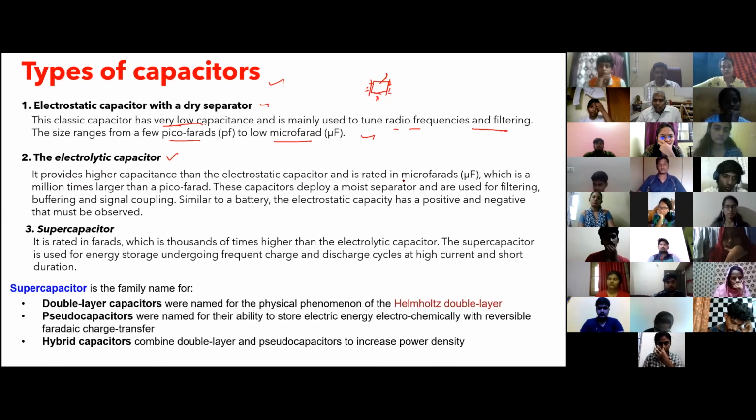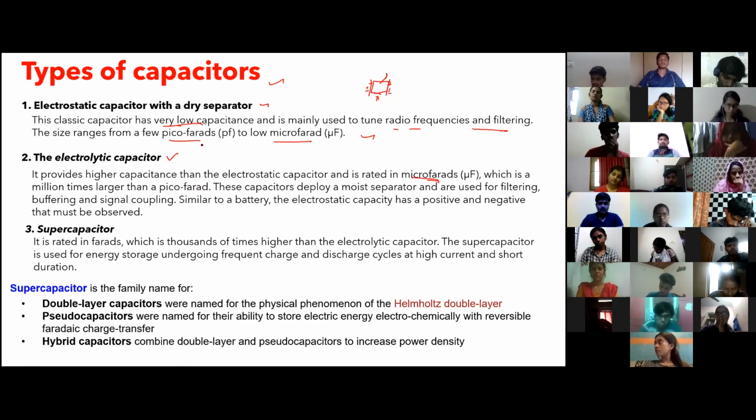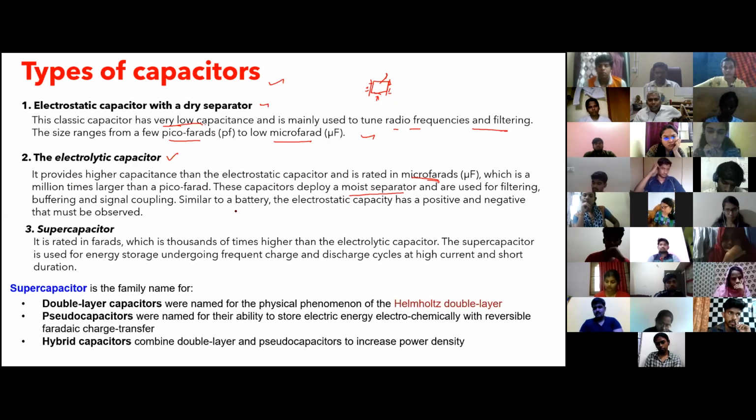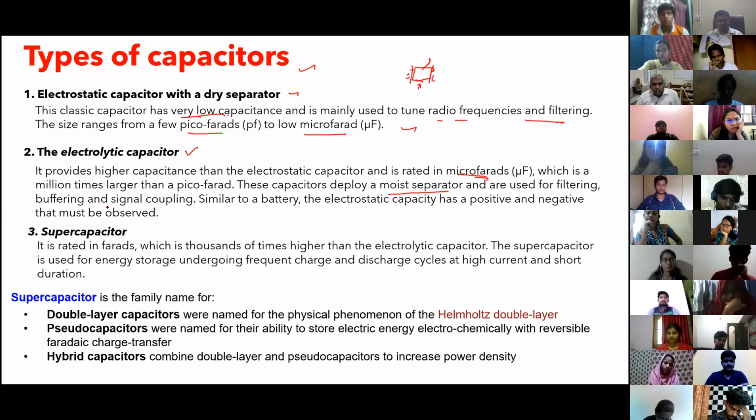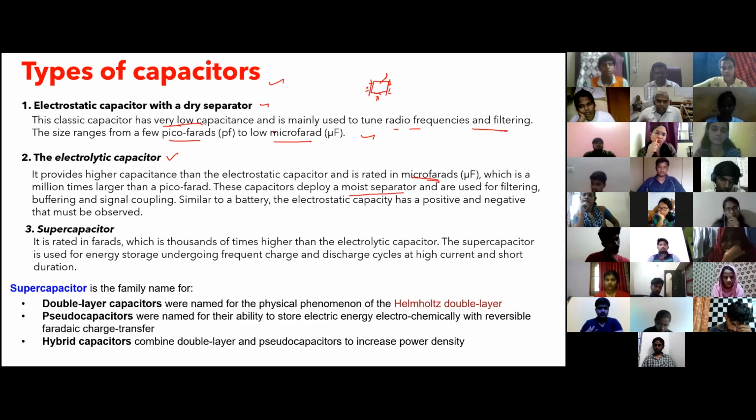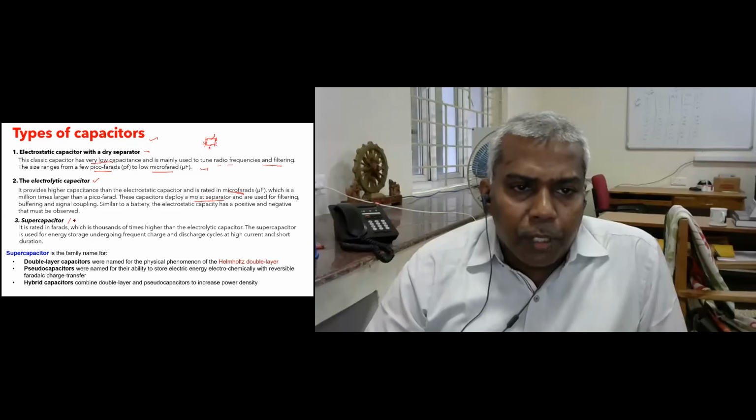And here the capacitors are in microfarads. The electrostatic ones range from picofarads to microfarads, but here it is microfarads. These capacitors employ a moist separator and are used for filtering, buffering, and signal coupling. Sorry, similar to a battery, an electrolytic capacitor has a positive and negative. You need to observe the polarity because the electrolyte will have the polar side there, so you need to connect it with the proper polarity. The third type is the supercapacitor.